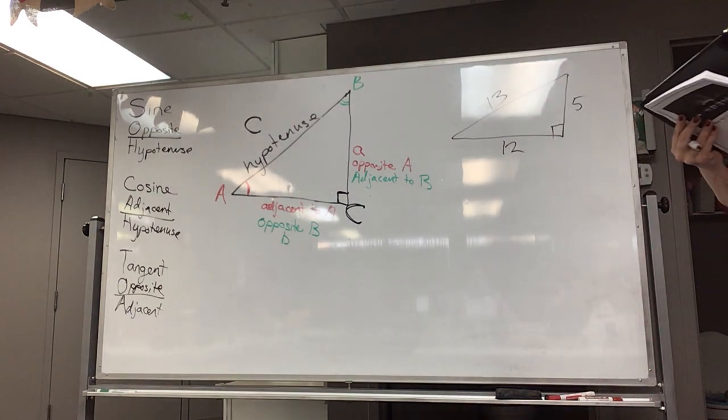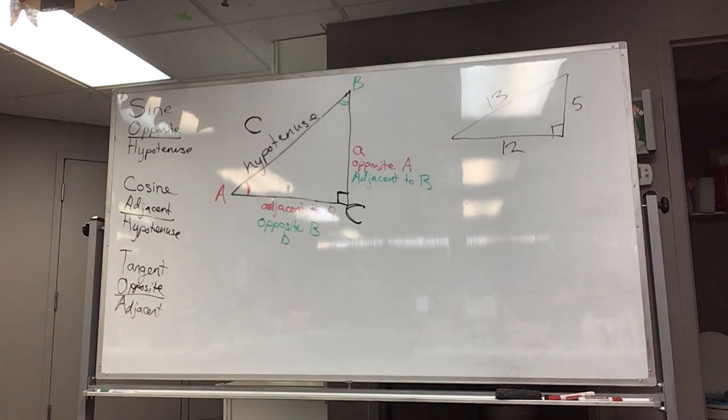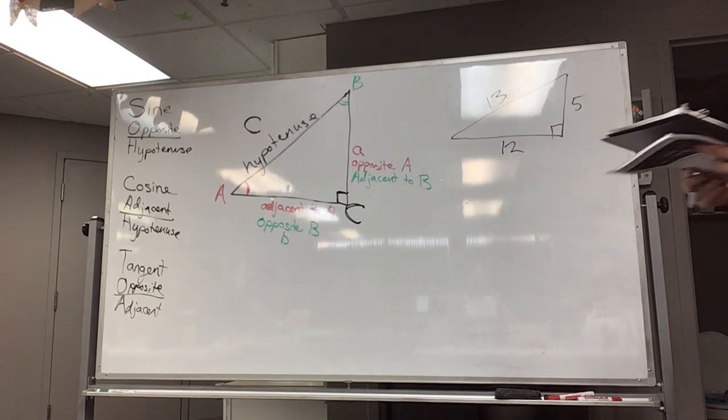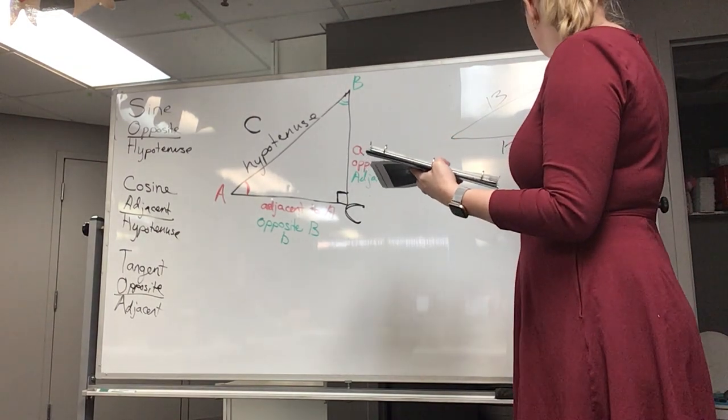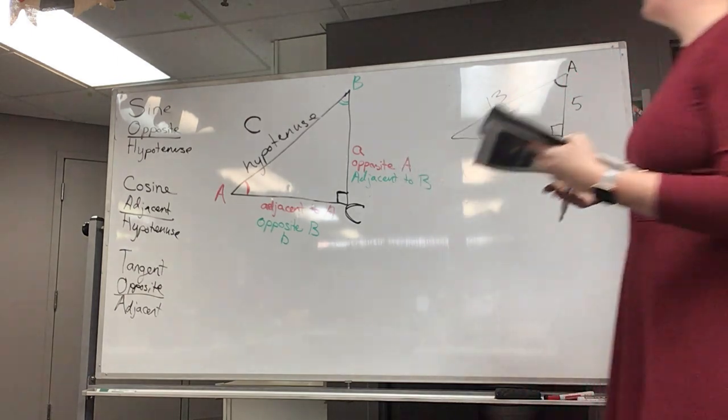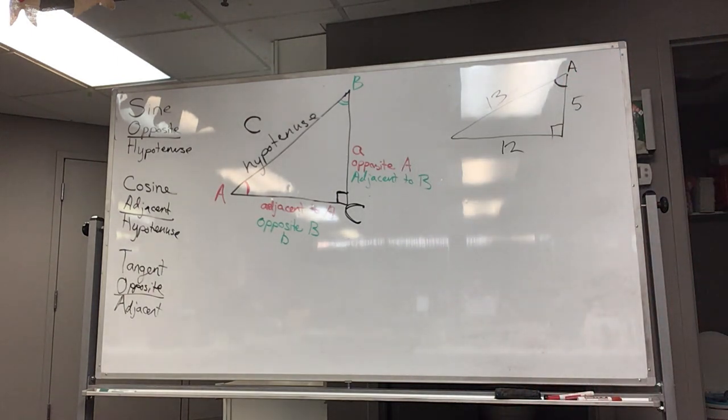And it asks us which of the following is true about angle A. So I'm going to write angle A here and ask you a different question. I want you to write 3 true statements about angle A. Find the sine, cosine, and tangent. What are the 3 things that we know about angle A?